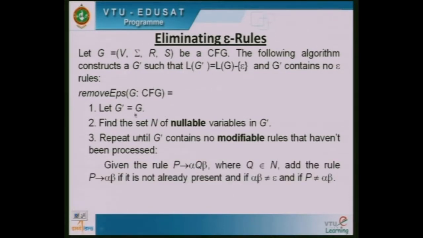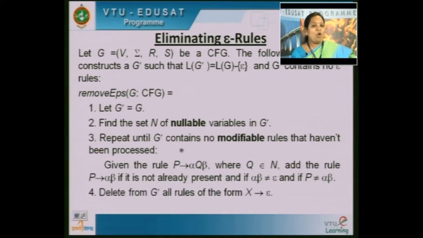What do we mean by modifiable rules? Given a rule P tends to alpha q beta, where q is nullable, we add the rule P tends to alpha beta if it is not already present in the rule set. The condition to add P tends to alpha beta is that alpha beta is not equal to epsilon and P is not equal to alpha beta. This condition will avoid introducing indirect unit productions which would need to be eliminated later.